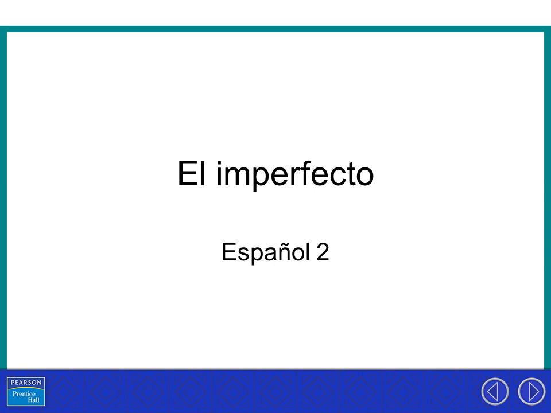Hola, niños, el imperfecto. You guys are going to love this. It's something different. It is not the preterite. It is the imperfect tense. Nothing's perfect, but this one is almost perfect because it's different. Easy, and it's so easy. You're going to love it until we get to next chapter.